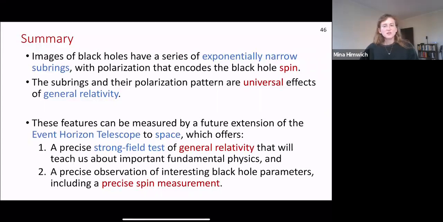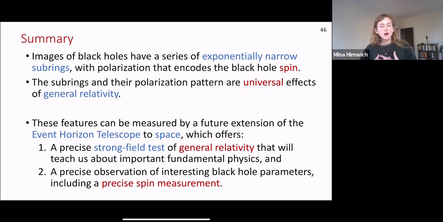The images of black holes have a series of exponentially narrow subrings that exhibit this self-scaling symmetry, and they have a polarization that encodes the black hole spin. The subrings and their polarization pattern are universal effects of GR in the sense that we expect to see them for any black hole, no matter what type of magnetic field or accretion disk it's surrounded by.